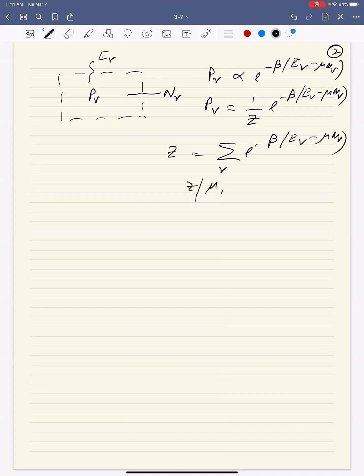No comments. So that is proportional. And then if you want to remove the proportionality constant, that is 1 by Z e to the power minus beta E nu minus mu N nu, and Z is just so that the thing is normalized. So Z is the summation over microstates e to the power minus beta E nu minus mu N nu. And this Z depends on mu. What else does it depend on? It depends on beta, temperature and volume, right? So it depends on all these three.